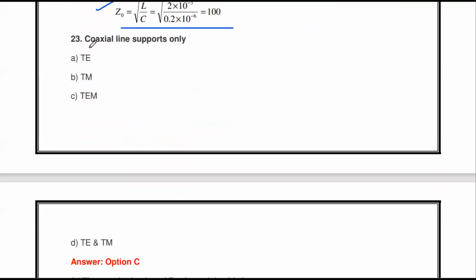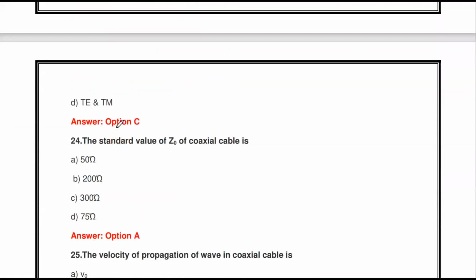Then the next one: the coaxial line supports only which mode: TE, TM, TEM, TEN? So TEM, transverse electromagnetic mode. Okay, the coaxial line supports only TEM.